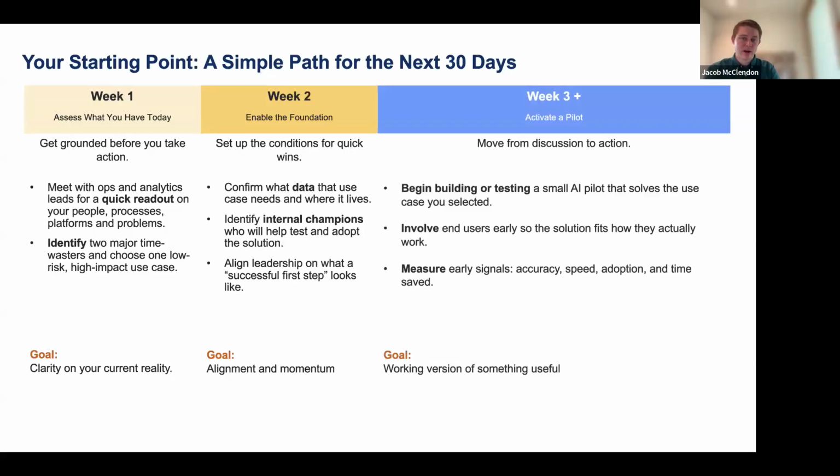And then moving forward, week 3 and onward is about activating a pilot, moving from the planning stage into action. So you might be building or testing a small AI pilot project and involving users early so that they actually fit into the solution. A different take on this could also be if you're working to deploy generative AI tools like ChatGPT at your organization. Week 3 onward really could be when you kick off your training sessions and loop your key people in, identifying how they can leverage these tools to be more productive at the organization.